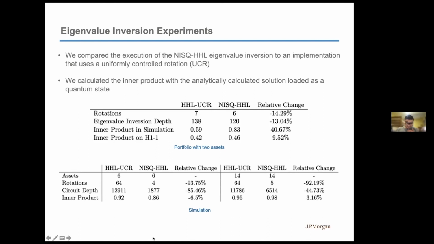And so here we have that with NISQ-HHL, even for the small problem, we have a higher overlap between the 2 states. And here the number of rotations did not drop, it only dropped by 1. However, there's a few things we can say about this. One is, of course, it's a small problem, and as you scale, this number here depends on the precision you're using, not the number of eigenvalues. Whereas here, this number 6 depends on the number of eigenvalues in the matrix.